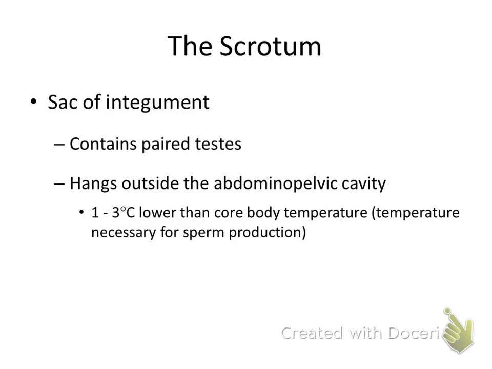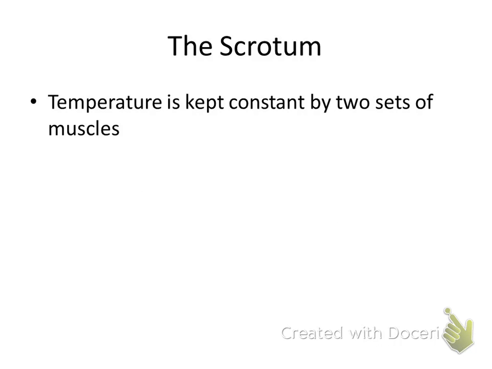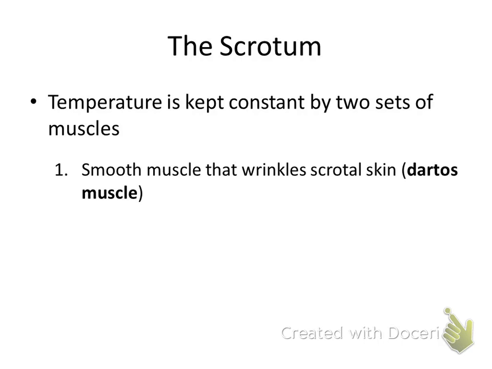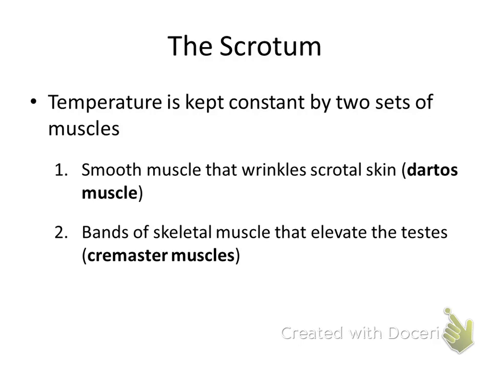But, thinking about that external environment, the temperature there can change a lot, right? So there's got to be some way to regulate exactly how much the testes are being cooled off. And that's done with two different types of muscles. So we've got the dartos muscle and the cremaster muscle. Dartos causes the skin of the scrotum to wrinkle, whereas cremaster is going to regulate how close the testes are held to the abdominal pelvic cavity or up by the body.